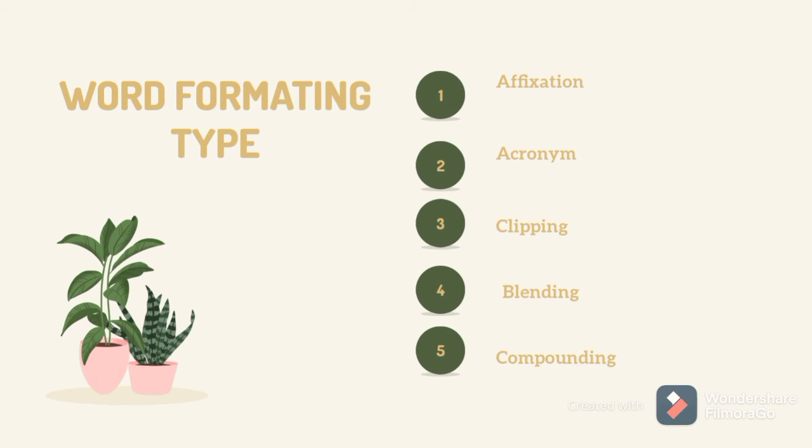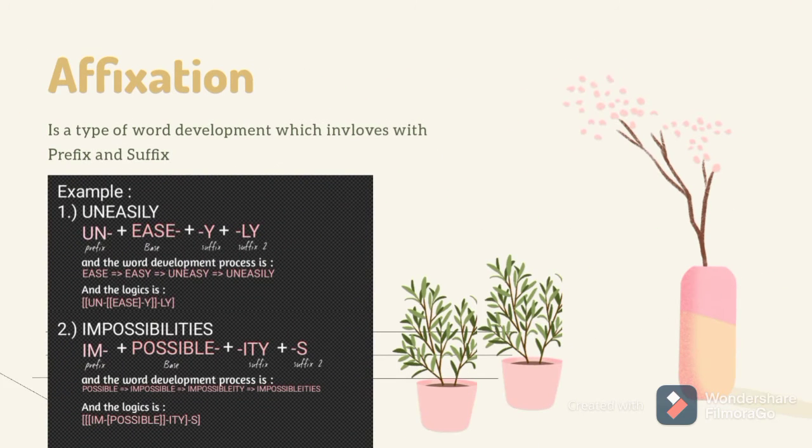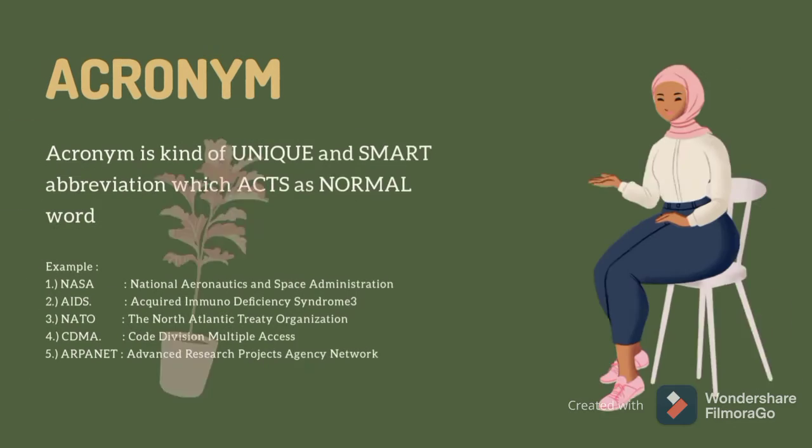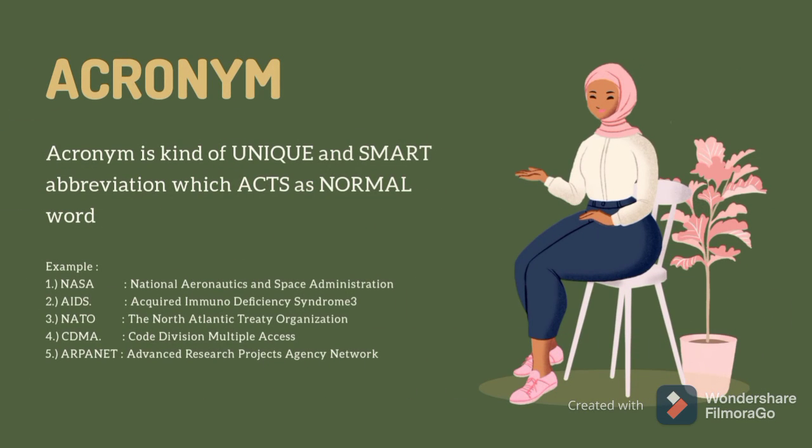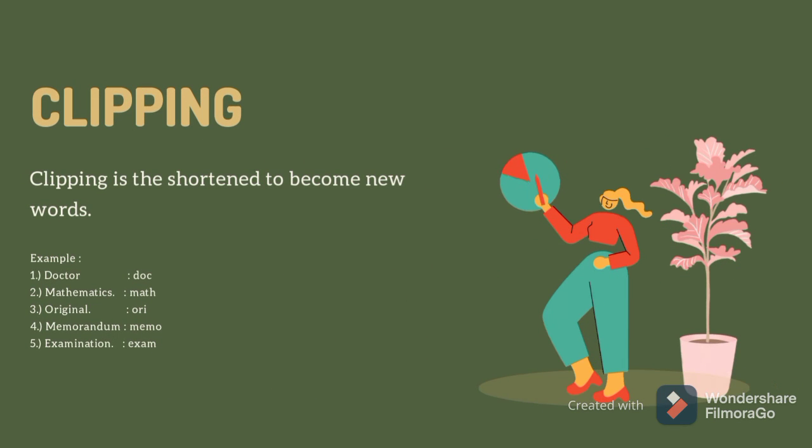And for word formation types, there are five types of word formation. Number one is affixation, a type of word development with prefix and suffix. And then number two, acronym, a unique and smart form that is a normal word. And then clipping is shortening a word to become a new word.